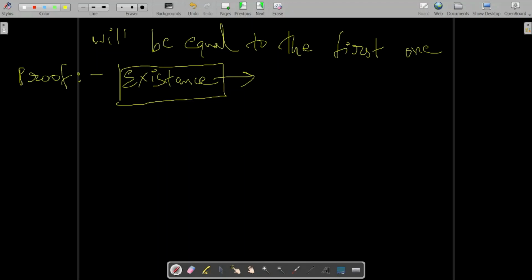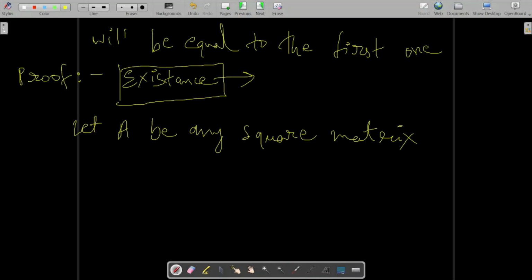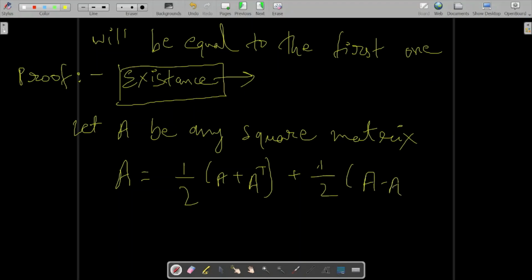Let A be any square matrix. So existence we will prove like this. Let A be any square matrix. So I can write A equal to half of A plus A transpose, plus half of A minus A transpose. Now what does this mean?